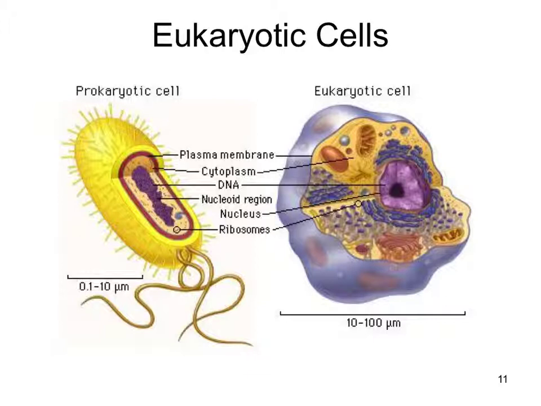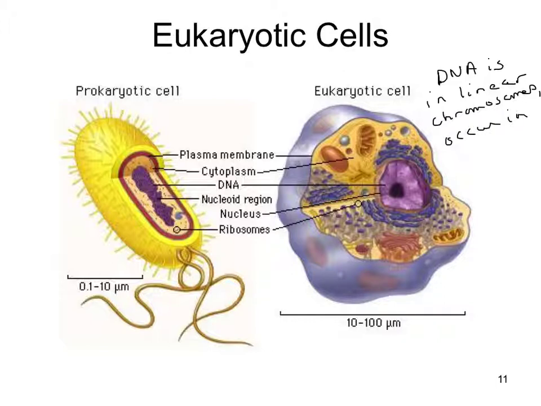So let's think about what's similar here. We still have a plasma membrane, and it is bounding the cell, and it is indicated in blue on this figure. We still have that watery fluid referred to as cytoplasm filling up the inside of the cell. We still have DNA, except in the case of the eukaryotic cell, the DNA is in linear chromosomes, not a circle, but a line, and they occur in pairs.